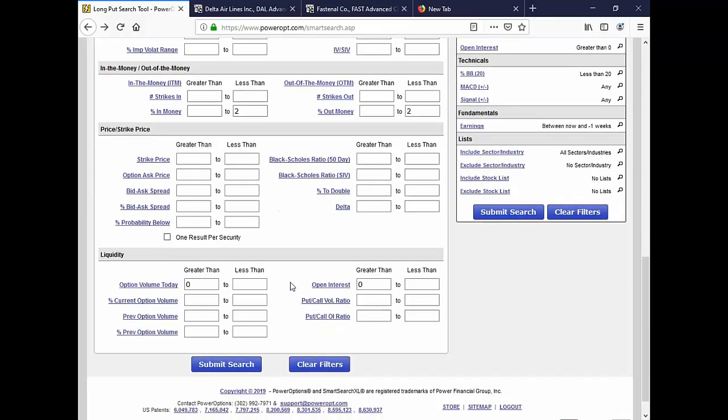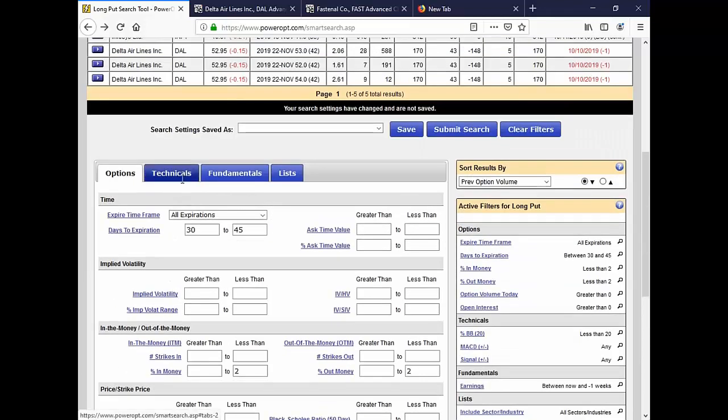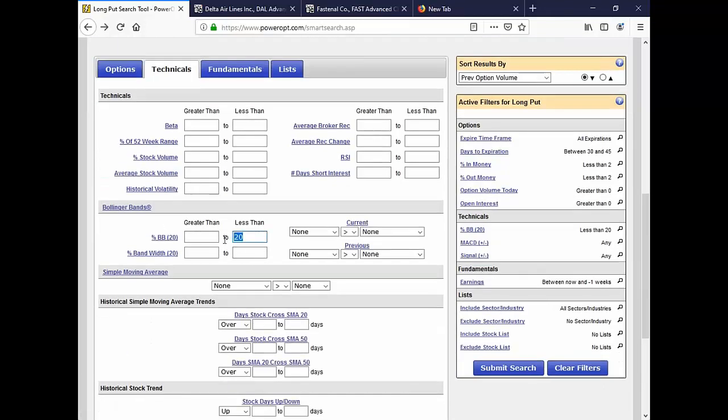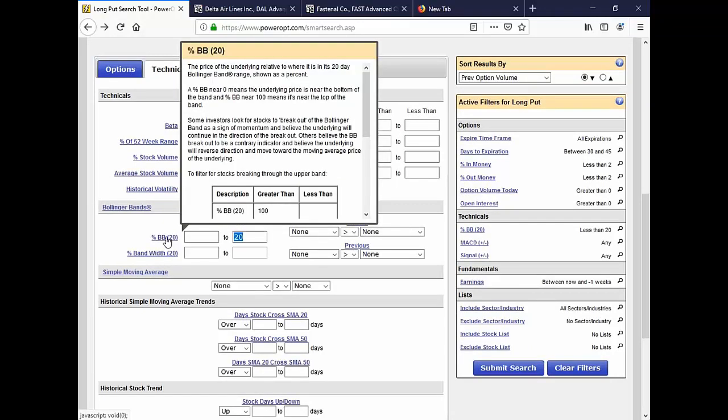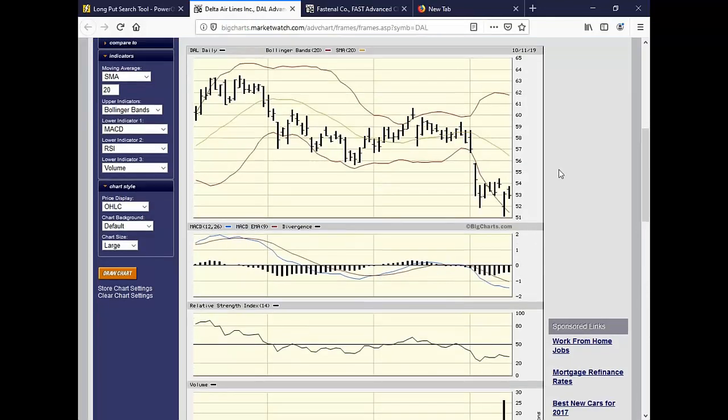But again, it all depends on your expectations looking at the chart. Most important, for bull calls, for long calls, you want to look for that percent BB20 of greater than 80, and for the long puts, you want that percent BB20 to be less than 20. Switch over. What does that mean? It means where is the stock in relation to its upper Bollinger Band and its lower Bollinger Band.